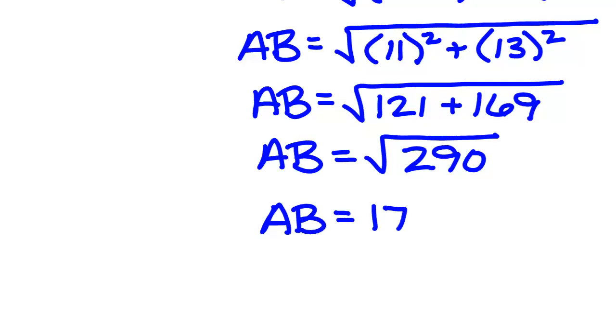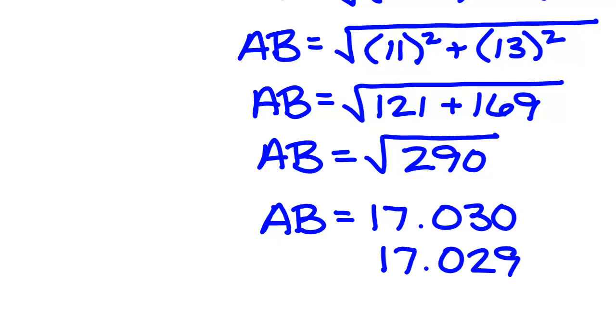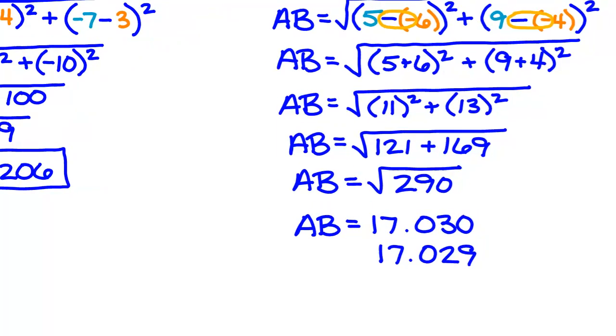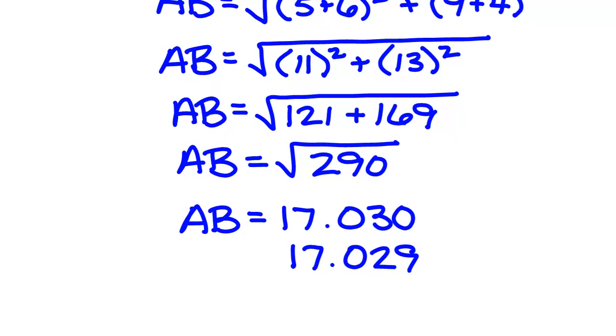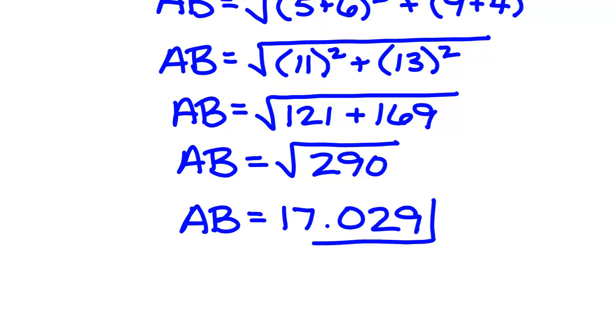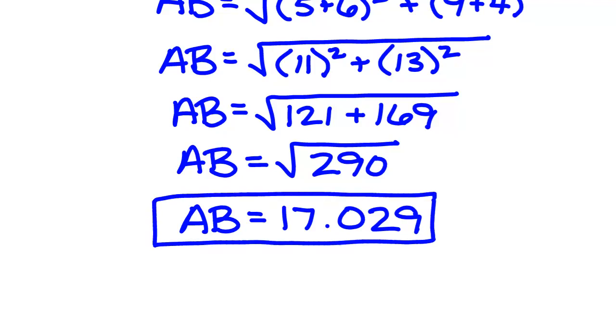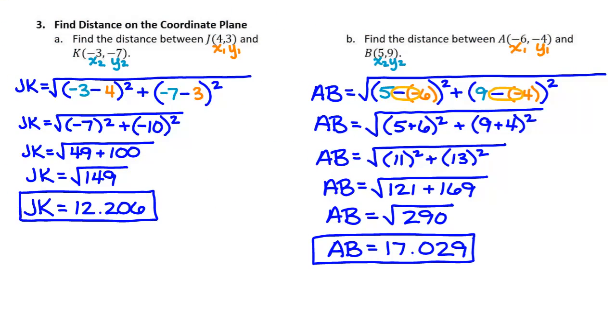17.030. If you round it, if you truncate it, it would be 17.029. I would accept either one of those as a correct answer. If you answer 17.030, I would accept that. 17.029, I would also accept. Very nicely done.